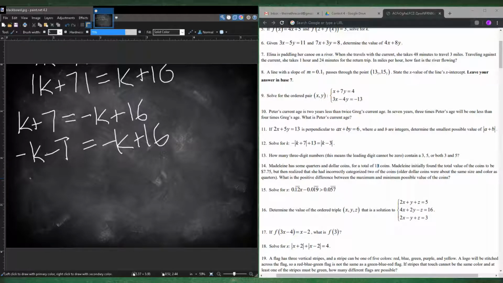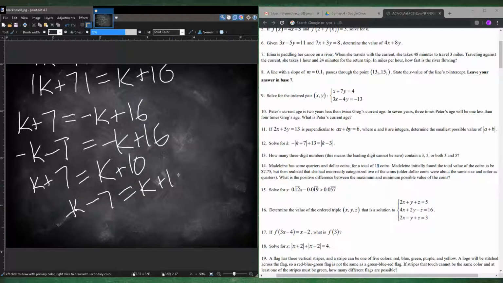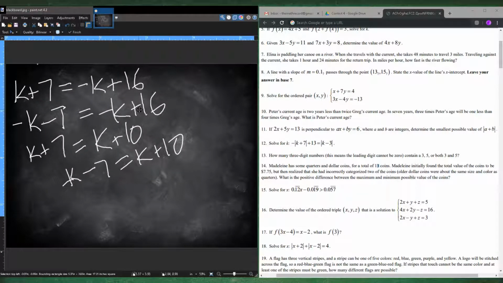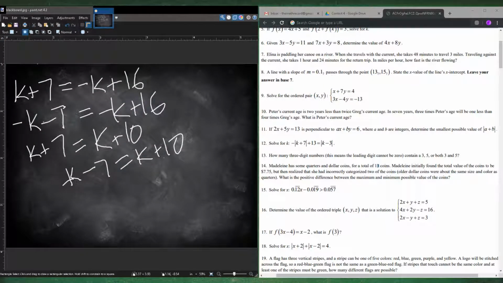So we have k plus 7 again is equal to k plus 10. And we have negative k minus 7, right? And you have k plus 10. So those are our four equations that we had to work with. So about writing it diagonally, my tablet's strange.